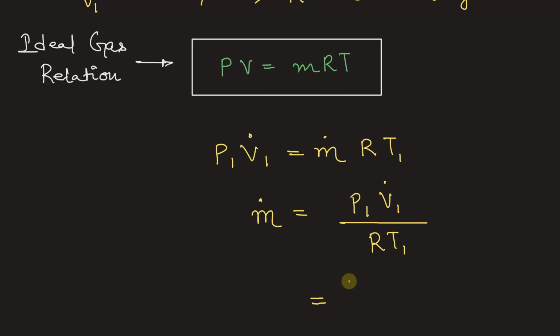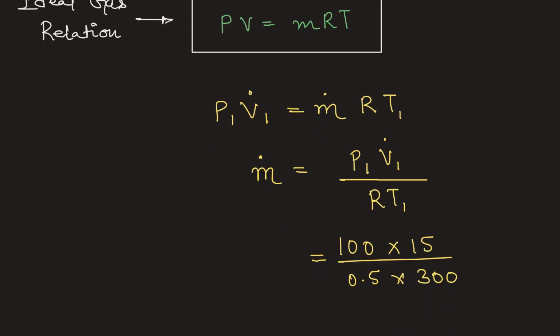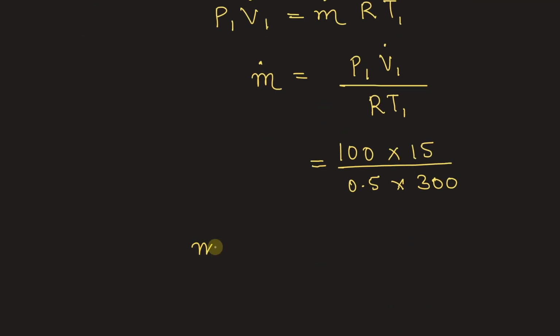So from here, if we substitute the values, the pressure at the inlet is 100 kilopascal, the volume flow rate is 15 meter cube per second, divided by R, which is given as 0.5 kilojoule per kg Kelvin, and the temperature is 300 Kelvin. So from here we will get the mass flow rate, m dot, and if you use the calculator, you will get 10 kg per second.